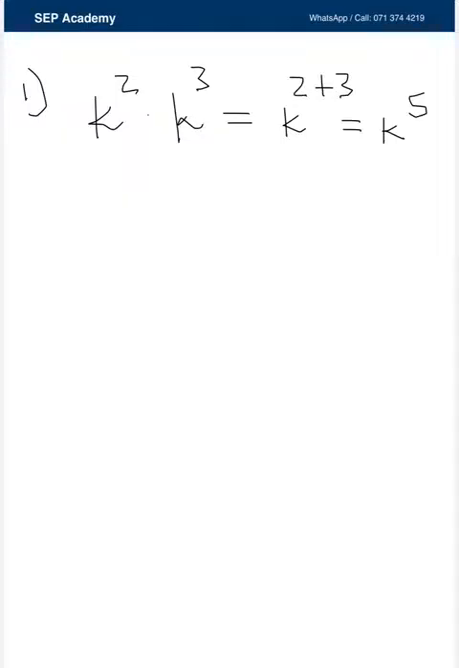You don't just leave it at k to the exponent of 2 plus 3, but you need to continue to add 2 plus 3 because those you can work out. So let us say you have x to the exponent of 2 divided by x.